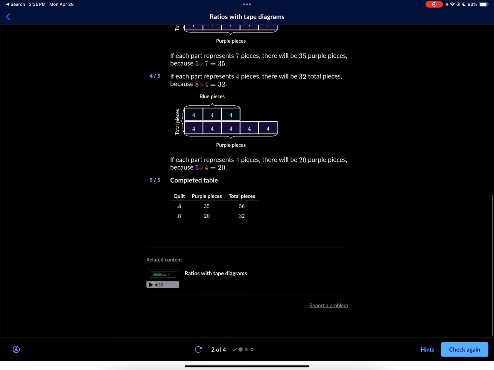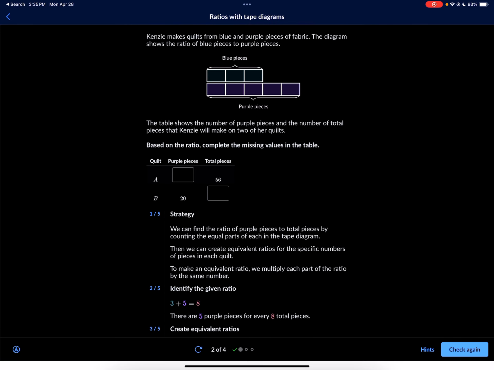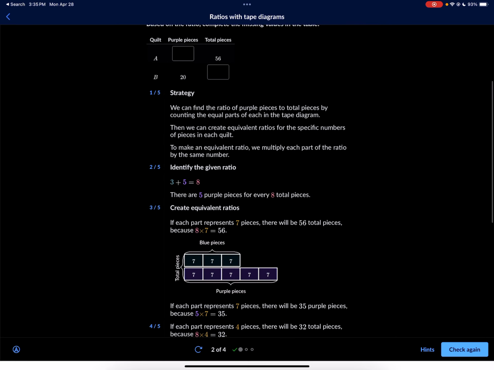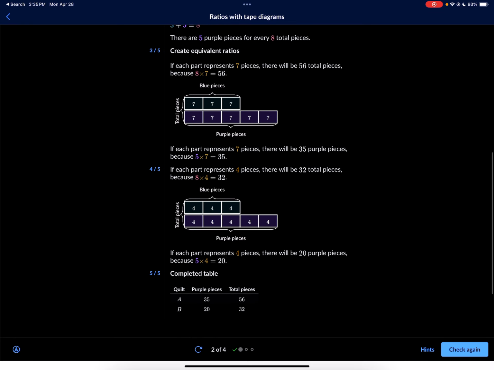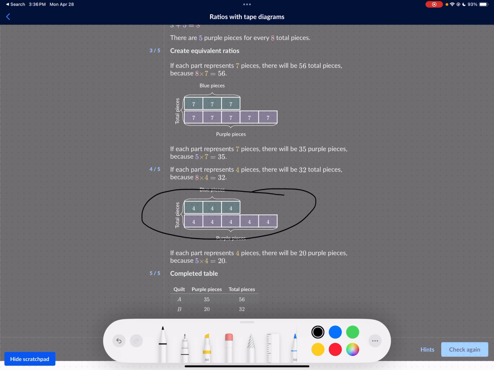So here is our strategy here. I think I know why. I think it's because I was doing testing for this, but basically here each bar represents this amount of pieces. That'll be 35. 5 times 7 is 35. 8 times 4 is 32. So we have our parts of the whole. So we have this many blocks here, which is 8. And then we have this many.